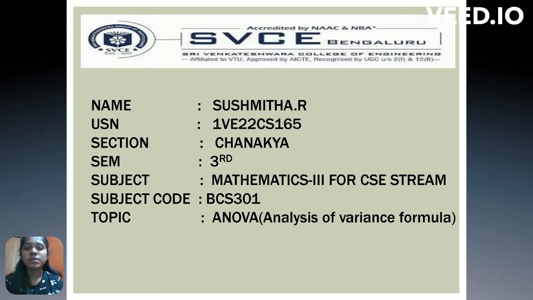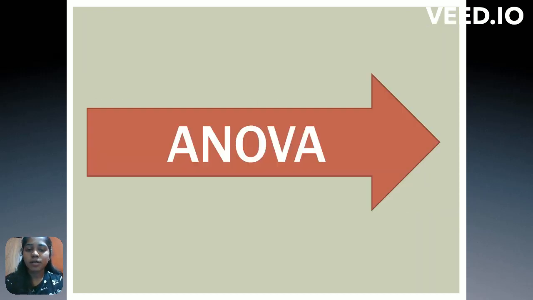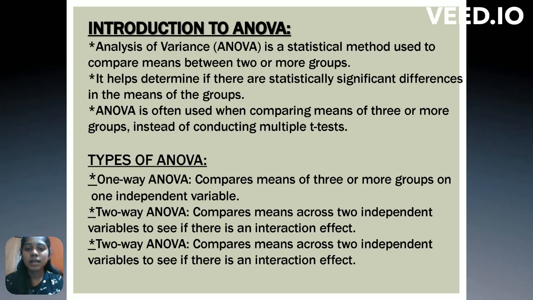So in this video, I am going to explain a topic which is related to our favorite subject, that is mathematics for CSE stream, and the topic is ANOVA, which means analysis of variance formula. Here is the introduction for ANOVA, that is, analysis of variance is a statistical method used to compare means between two or more groups. It helps determine if there are statistically significant differences in the means of the groups.